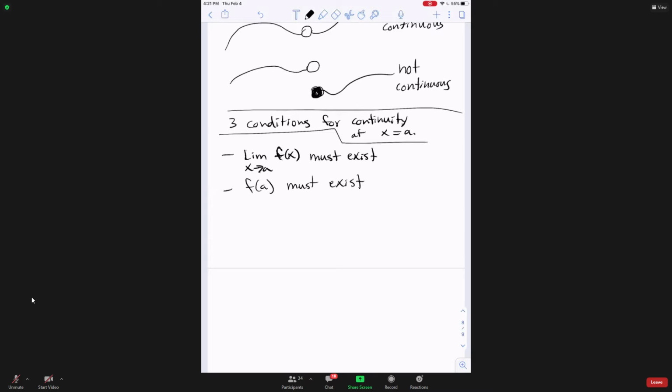So this doesn't necessarily have to be said in this order. Like another professor might write the second condition first and the first condition second. That's fine. But the third condition is usually written third, and it actually covers all of it, which is the limit as x approaches a of f of x equals f of a.